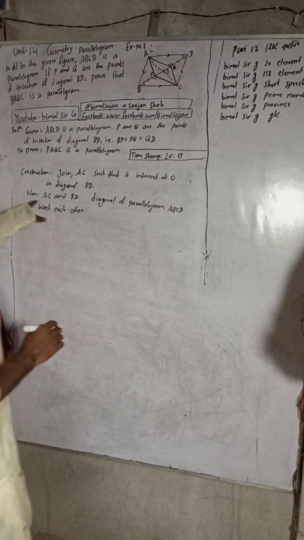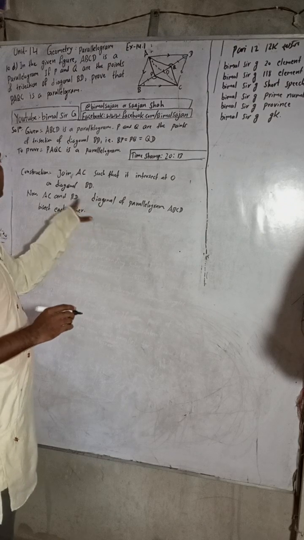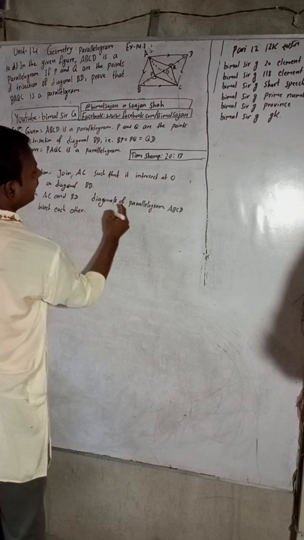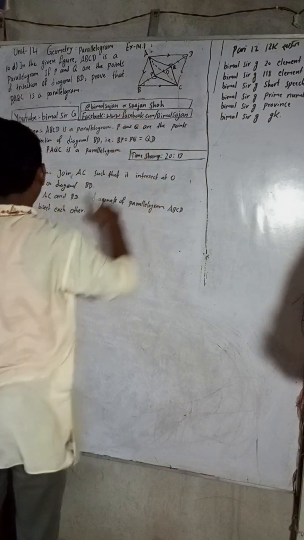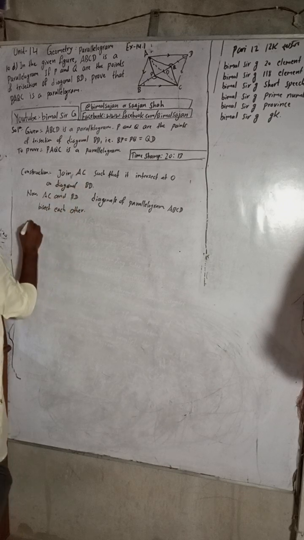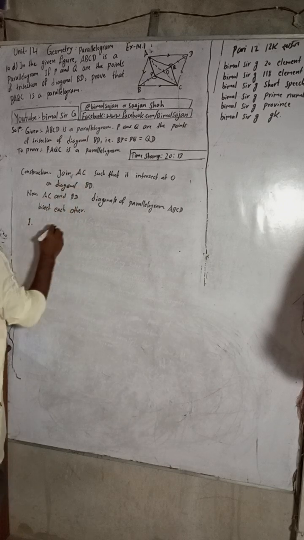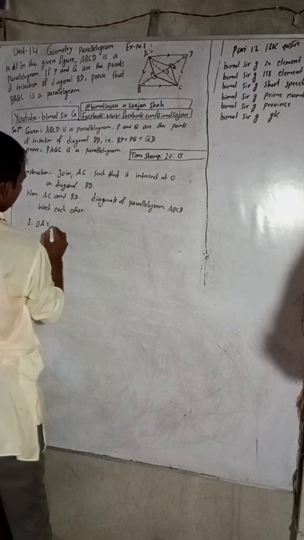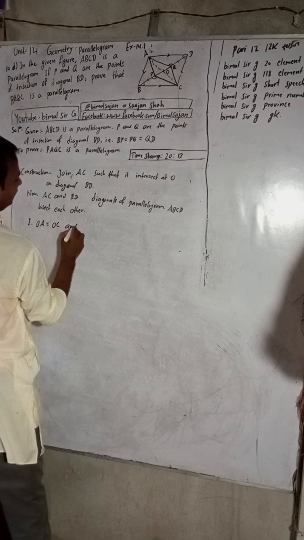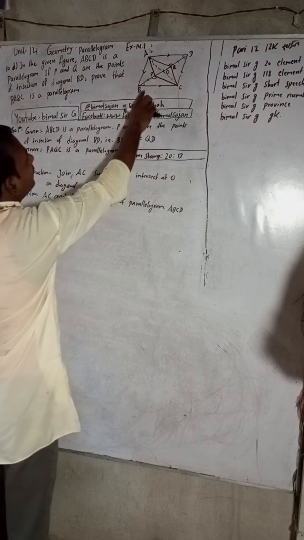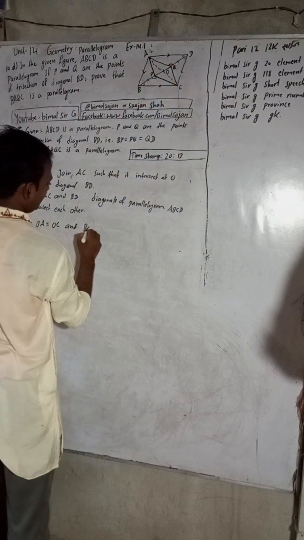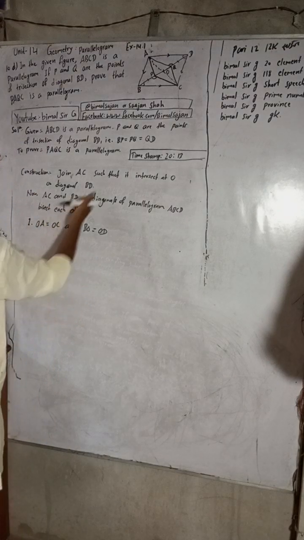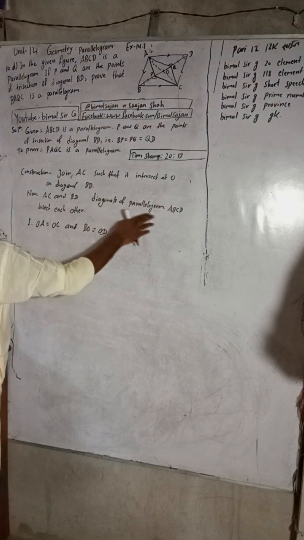Now AC and BD, this is AC and BD, the diagonals of parallelogram ABCD, bisect each other. What is the meaning of this? Number one, we can write that OA is equal to OC, and BO is equal to OD. Why? Because in the bigger parallelogram, they bisect each other.